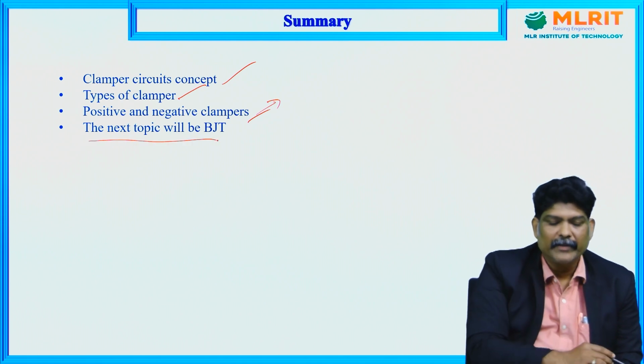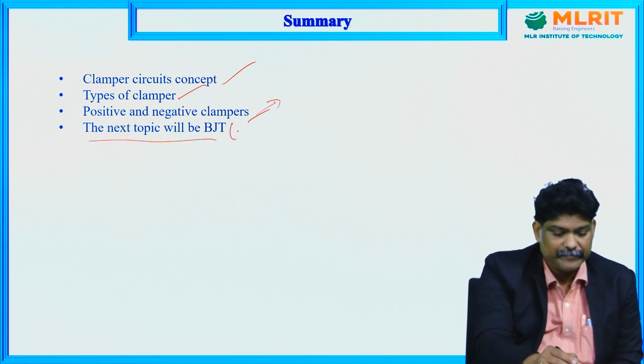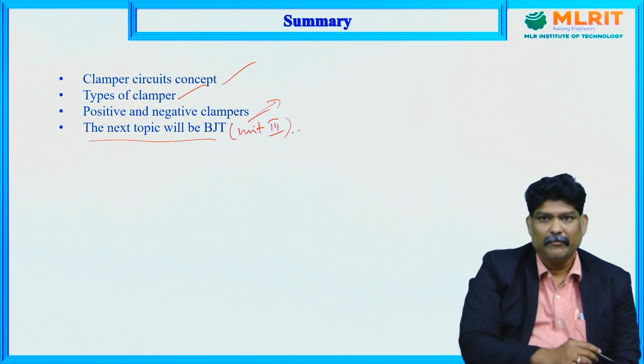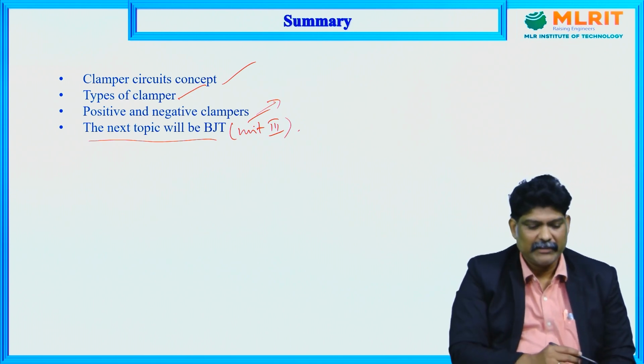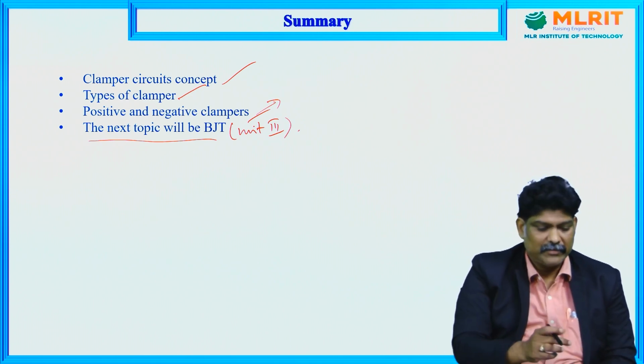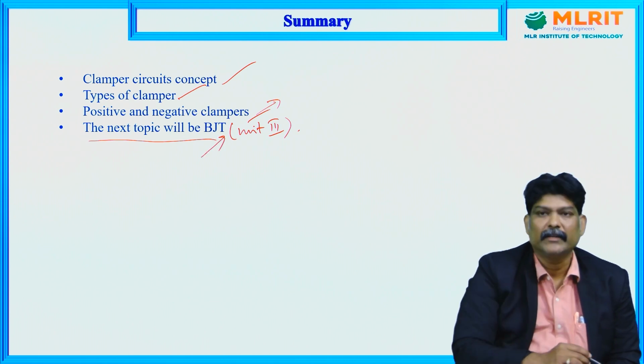The next topic will be Unit 3, that is BJT, the bipolar junction transistor. It is an advancement of the diode. We'll discuss it in the next session.